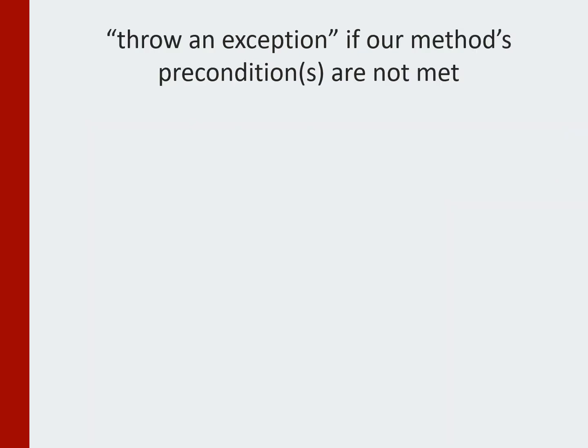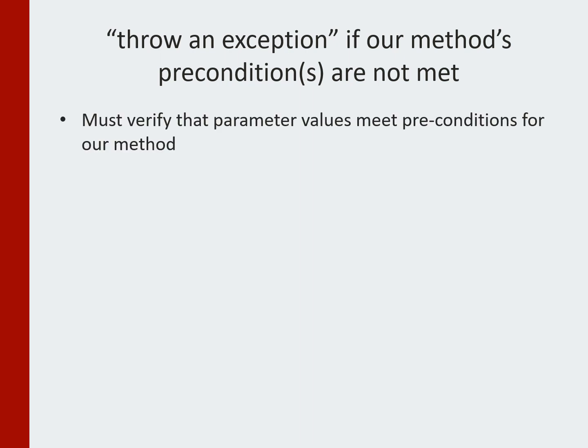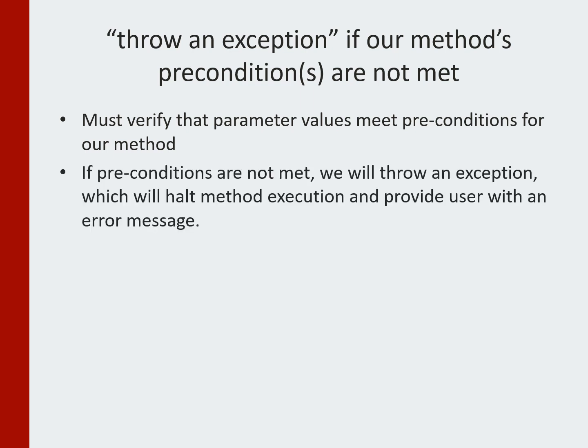We're also going to talk about exceptions, so we'll talk about what it means to throw an exception if our method's preconditions are not met. Basically, we want to ensure that the parameter values meet preconditions for our method. If the preconditions are not met, we will throw an exception, which will halt the method execution and provide the user with an error message.